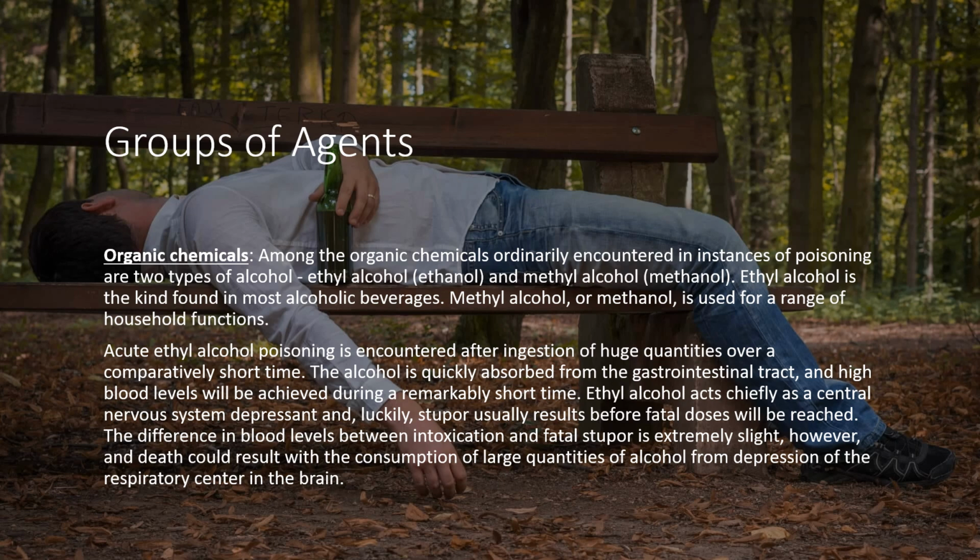Acute ethyl alcohol poisoning is encountered after ingestion of huge quantities over a comparatively short period of time. The alcohol is quickly absorbed from the gastrointestinal tract, and high blood levels will be achieved during a remarkably short time. Ethyl alcohol acts chiefly as a central nervous system depressant, and luckily, stupor usually results before fatal doses will be reached. The difference in blood levels between intoxication and fatal stupor is extremely slight, however, and death could result with the consumption of large quantities of alcohol from depression of the respiratory center in the brain.